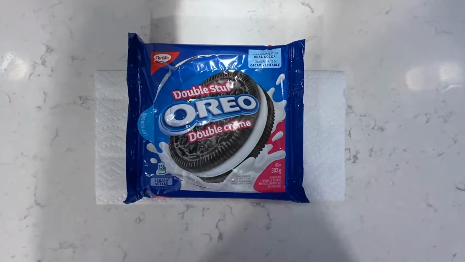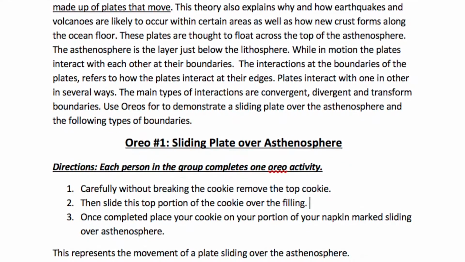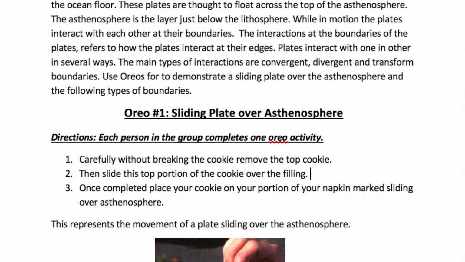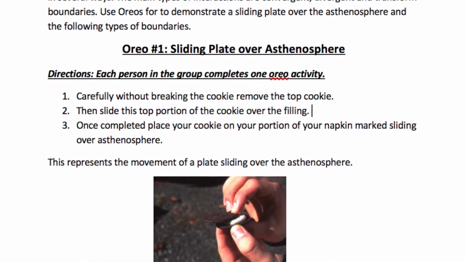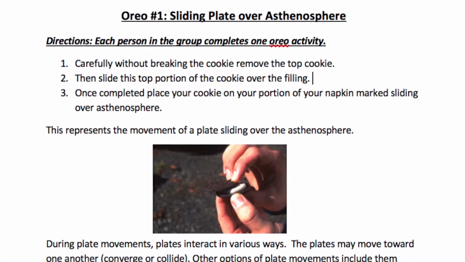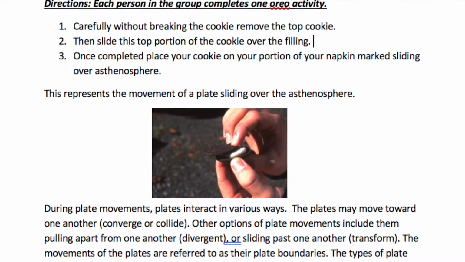Our first demonstration starts on page 1, where it says Oreo number 1, sliding plate over asthenosphere. The directions say that each person in the group completes 1 Oreo activity. Well, the good news is that you get to complete all of them since we're not in the classroom together. To begin, you're going to remove your Oreos from the packaging.